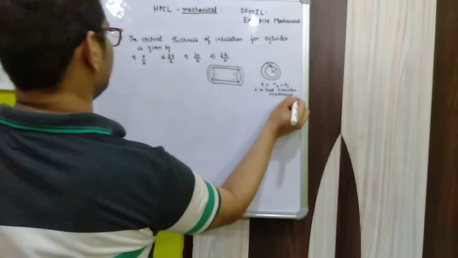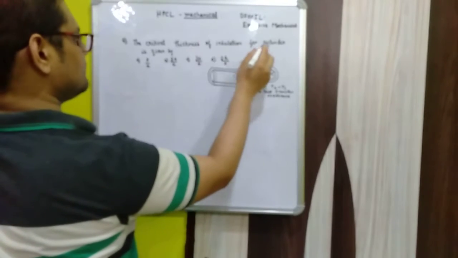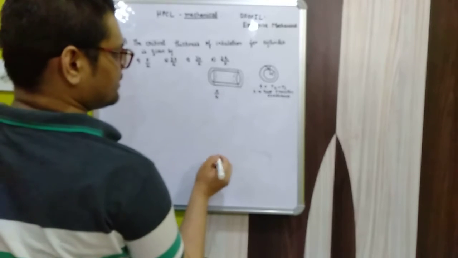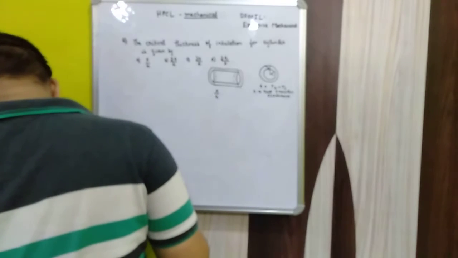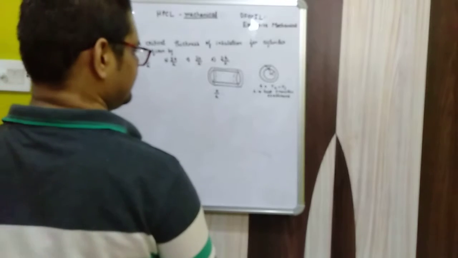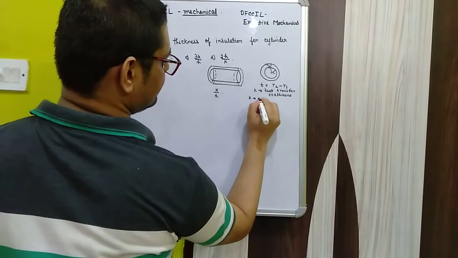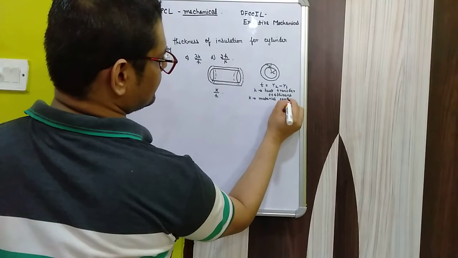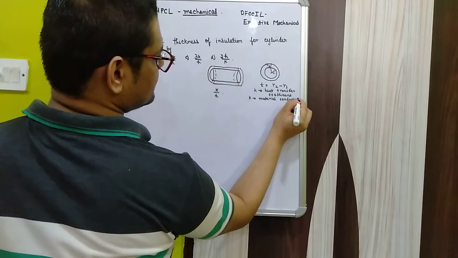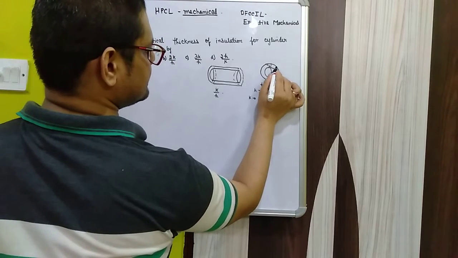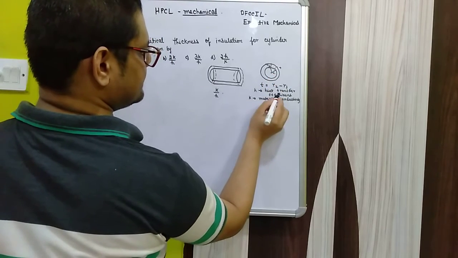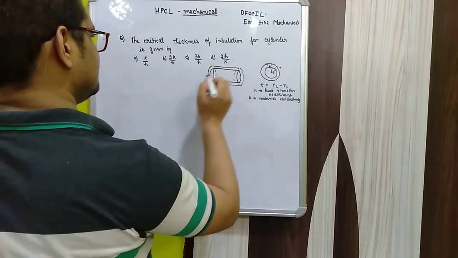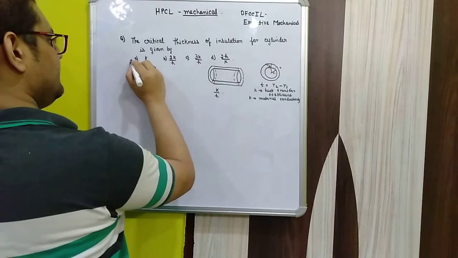Ultimately the critical thickness of insulation for the cylinder will be given by K by H, where K is the material conductivity. It's very easy: this is the thickness T, H is the heat transfer coefficient, and K is the material conductivity. So the critical insulation thickness for the cylinder is K by H.